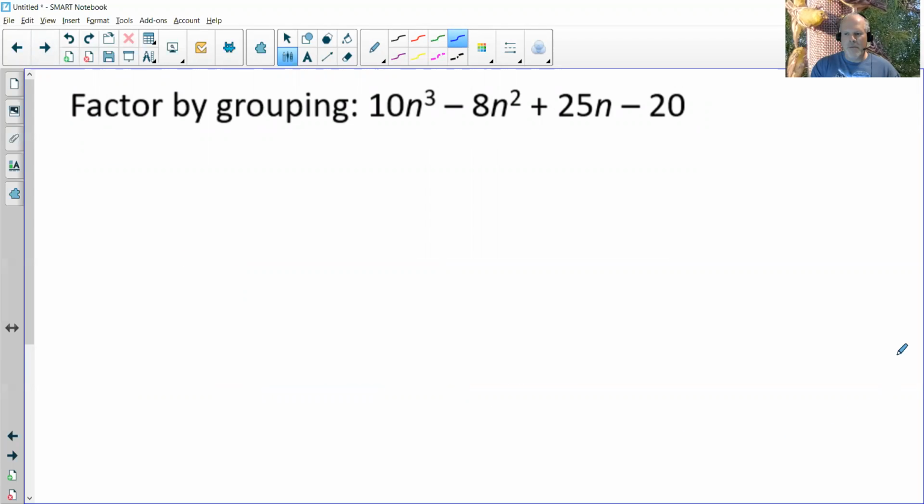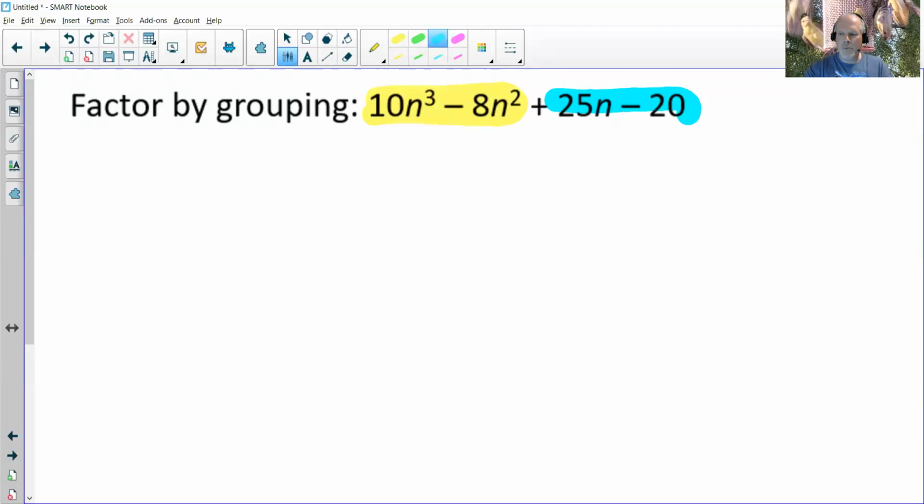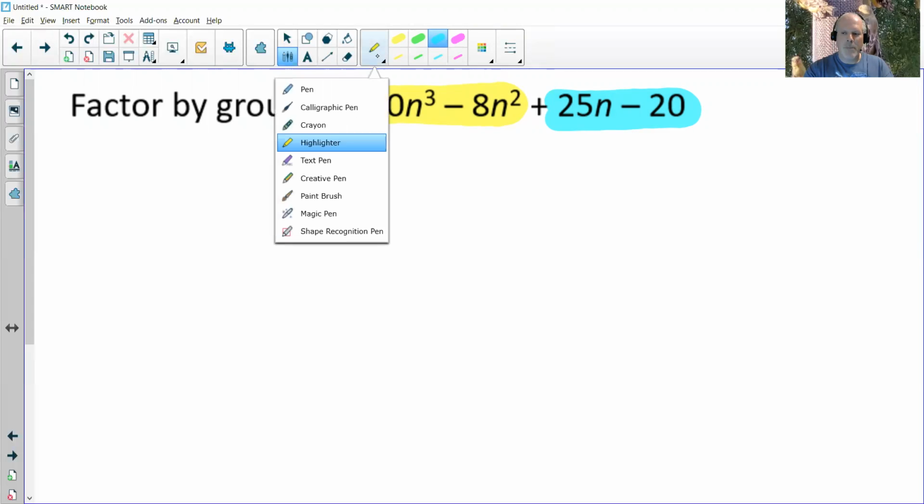Then there's another type of factoring that involves GCFs. So in this case, I notice that there is no GCF for all 4 terms. But we can be a little creative here, and we can find a GCF from these 2 terms. Then you might also notice that there's a GCF that we could extract from these 2 terms. So let's see what happens when we do that.